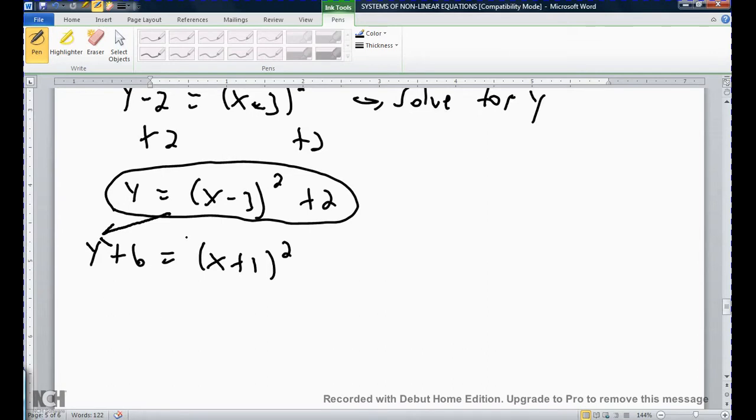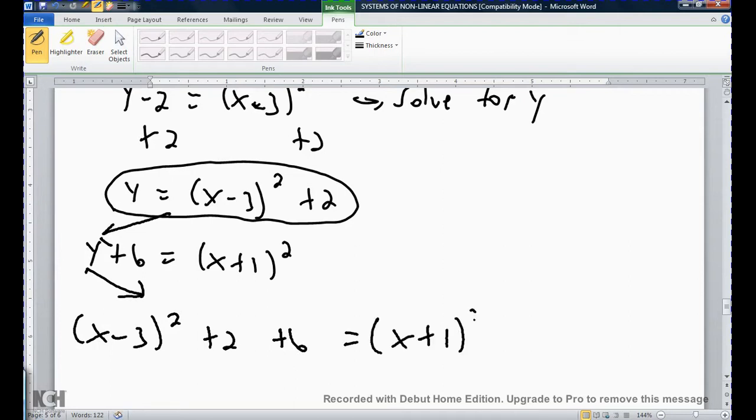So what that means is I'm going to take x minus 3 squared plus 2. So all of that is my y. And then this here, all that is my y. And I still have my plus 6 that I have to bring down. Then I bring down my right side.